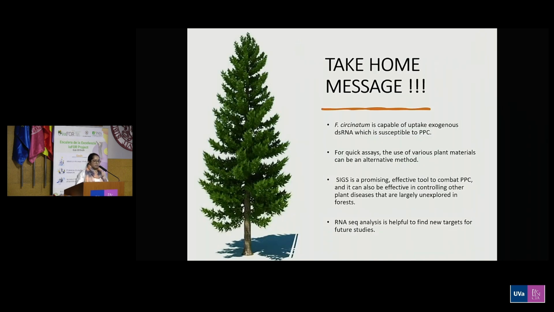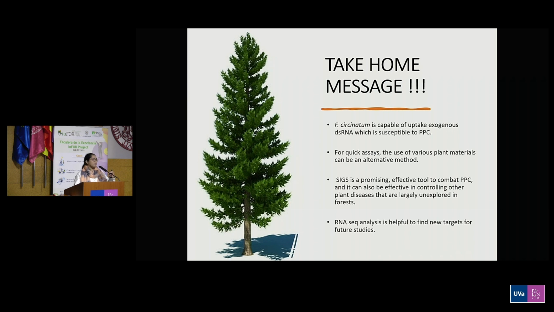Well, take-home message. First, the Fusarium system is capable of uptaking exogenous dsRNA, so it means we can use it with other Fusarium species, or if we want to control another pathogen. Other, I will say, with the quick assay, we can use other plant materials, because sometimes our forest crops take a lot of time to grow, so we can use alternative materials. And SIGS is a promising tool, as we have seen it giving almost the same percentage as a fungicide is giving to control the pathogen. So I can say SIGS is a promising tool.